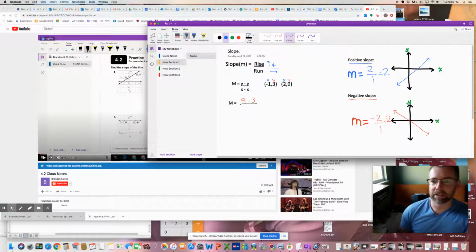Now let's plug in the x's. Here's the tricky part. If I put this y value in first from this ordered pair, I have to do the same thing with the x's. Since I put this 9 first, I have to put the 2 first. So I'm going to write my 2. And remember the formula says minus, so I write minus, and then I put in the other x, -1. Well, we have two negative signs, right? So I'm going to put the -1 in parentheses. I think you guys know this by now.